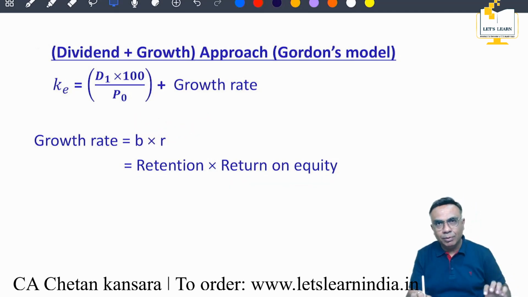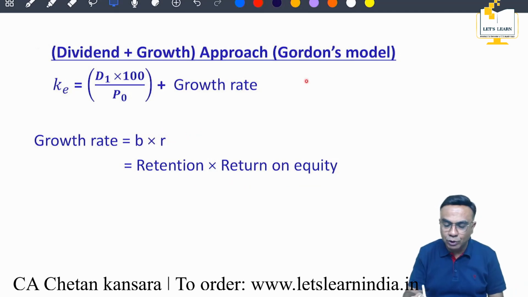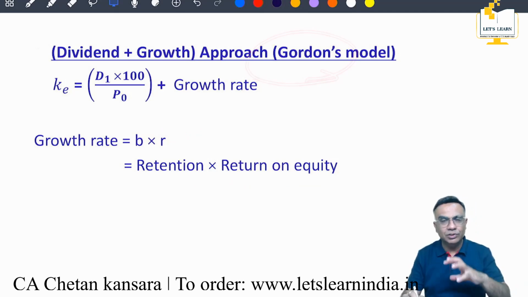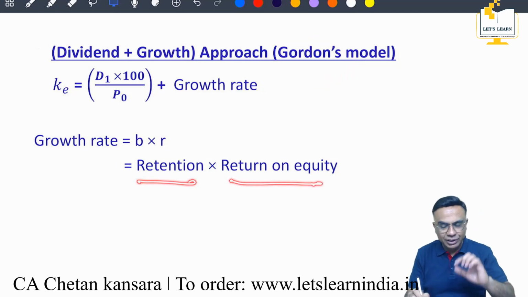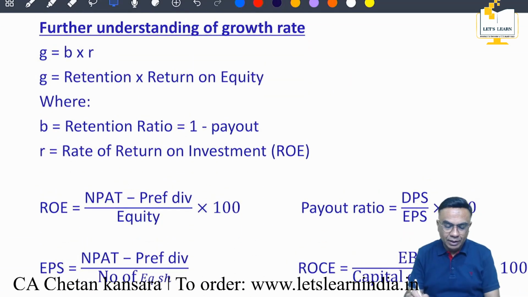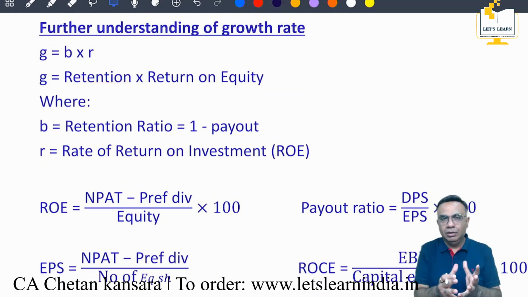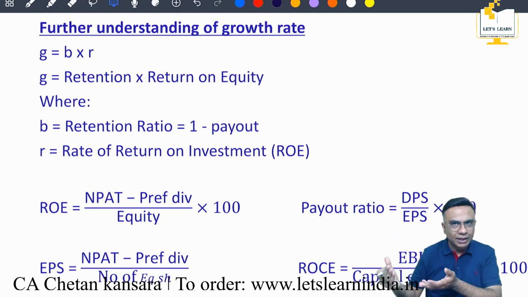This particular formula is given by a person known as Gordon, so we call it Gordon's model also. It is retention into return on equity. What is retention? It is 1 minus payout. Payout is the proportion of profit which is paid out as dividend. Correct? You know what is payout.